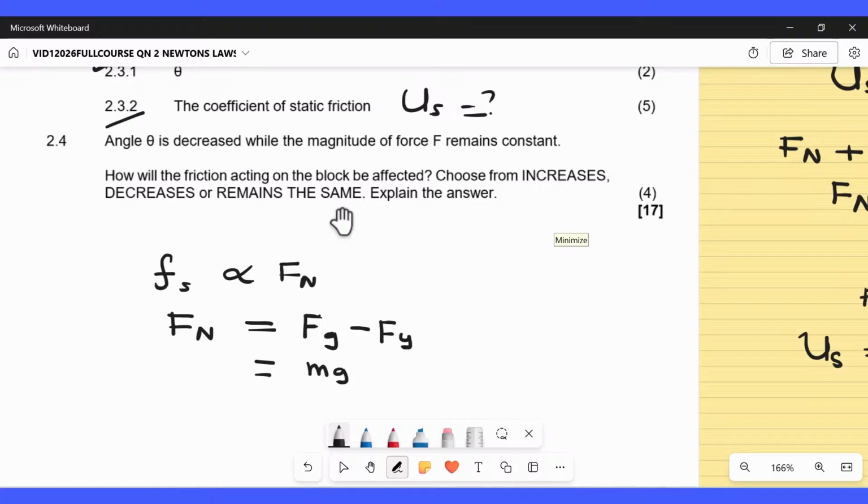So the answer is what? We say it increases. Why? Because the frictional force is proportional to normal force, and normal force increases when theta decreases. So because our theta decreases, from this equation here, our normal force will increase. Are we together?